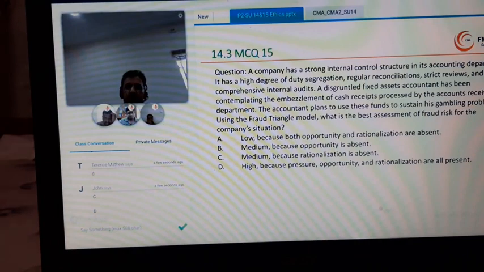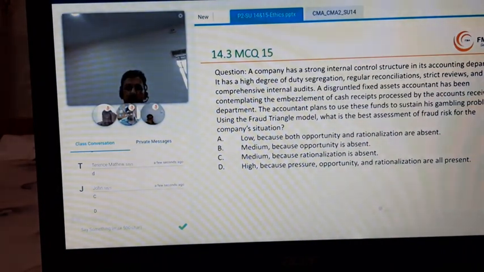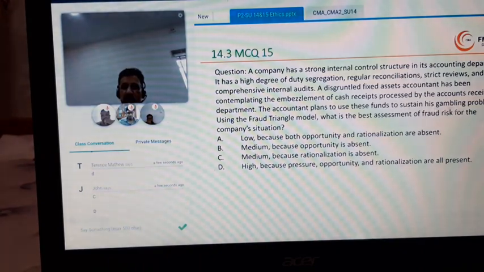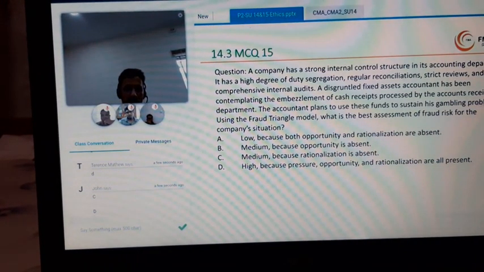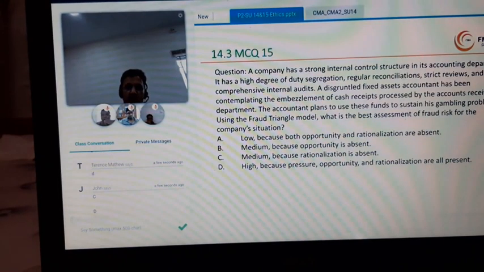A company has a strong internal control structure in its accounting department. The accountant plans to use these funds to sustain this. Using the fraud triangle model, what is the best assessment of fraud risk for the company situation? Low, medium, high. When you say fraud risk model, any two coming is medium. All three coming is high. Any one is low risk. But if none are there, you still cannot rule it out. That's what we said. So read it.